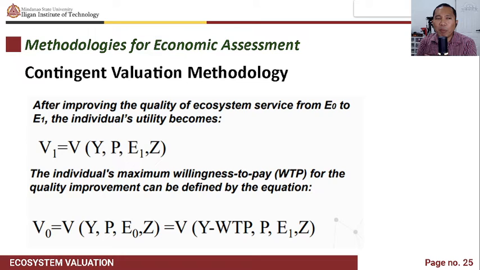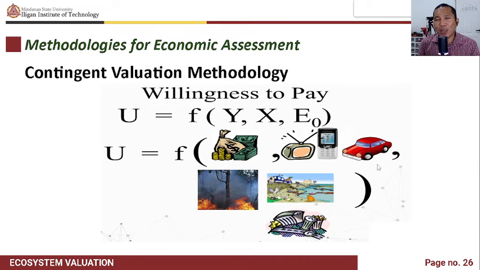So the individual's maximum willingness to pay for the quality improvement can be defined by the following equation. V sub 0, the original valuation, given by the income, the price index, the initial environmental condition, and the error term, is equal to the valuation given by the income Y minus the willingness to pay, the price index, the ecosystem improvement, as well as the error term. This can actually be solved with the use of statistical software, so you don't really have to worry. Just make sure that the data are available.